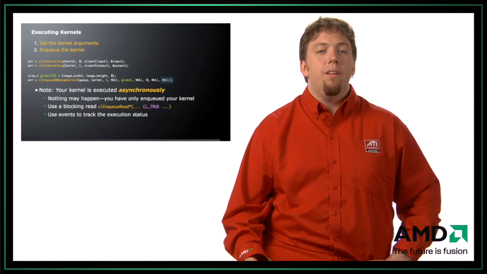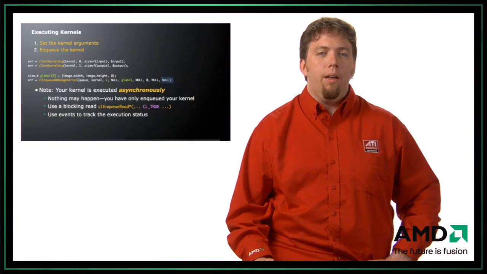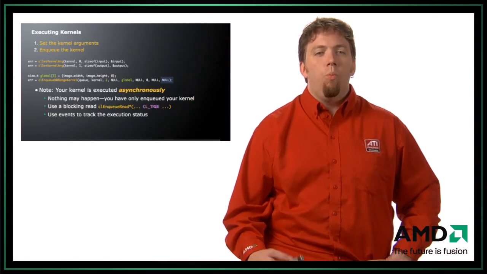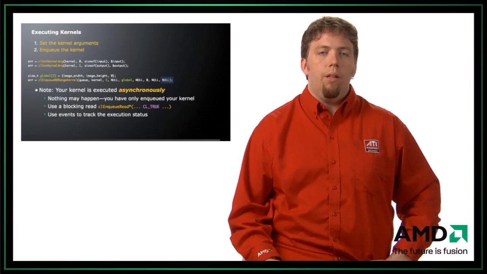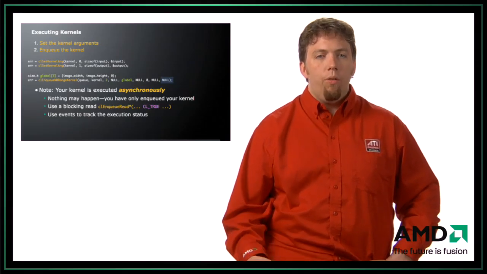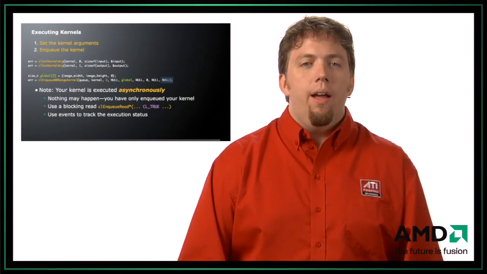You need to use something such as a blocking read, and that would be a CL enqueue read with an argument of true for the blocking argument. When you use that, that's one way of forcing the runtime to flush everything and force the kernel to actually be executed. Again, when you do this enqueue, it is not executed right away. It's done asynchronously. Another way of doing it is you can use events to track the execution status.